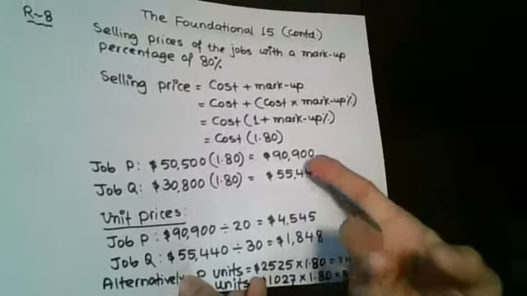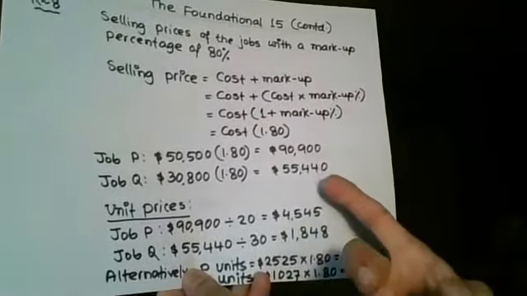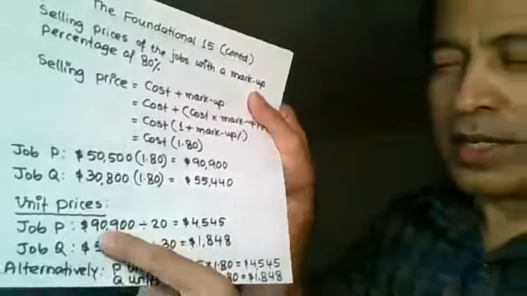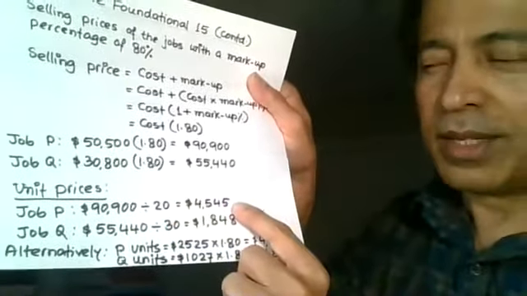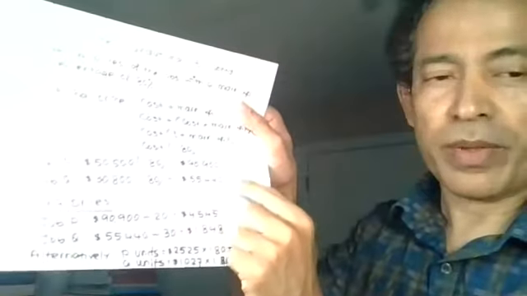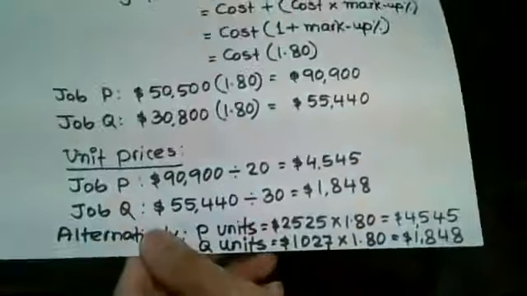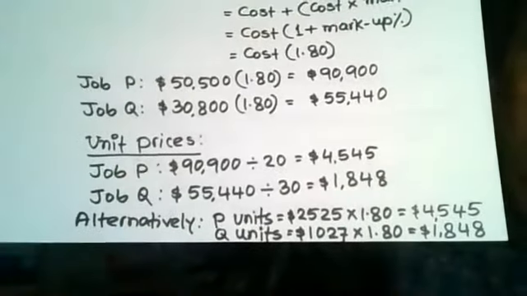Simply divide this by 20 and this by 30, because we are doing 20 units of P and 30 units of Q. So we divided 90,900 by 20. That's our unit price for P, and then 55,440, which is this number, we divide by 30. So that gives us the selling price for Q.